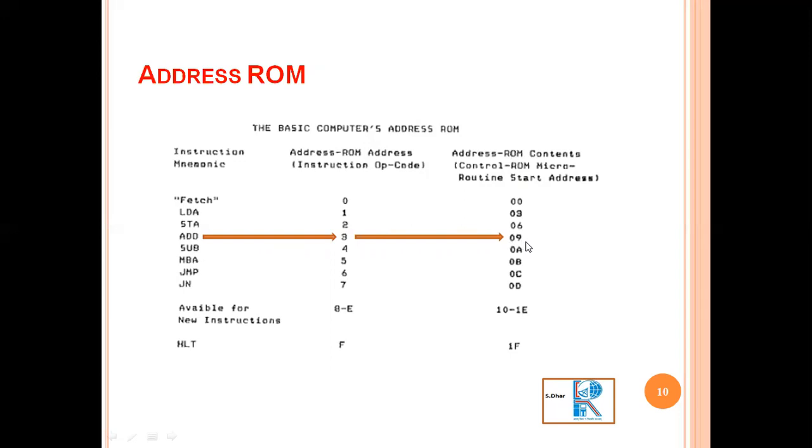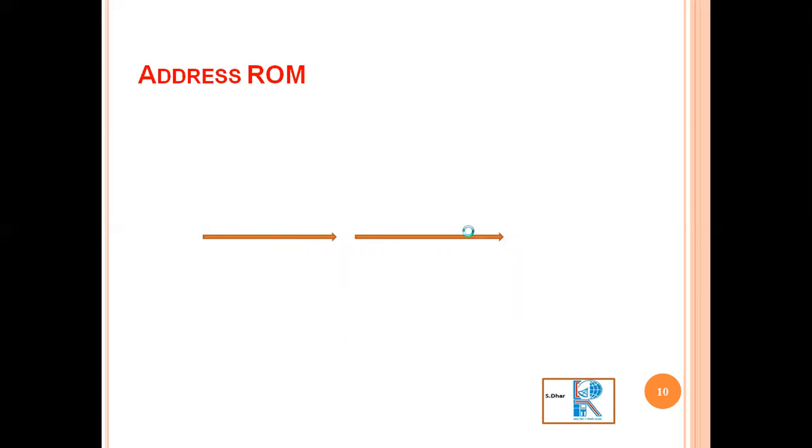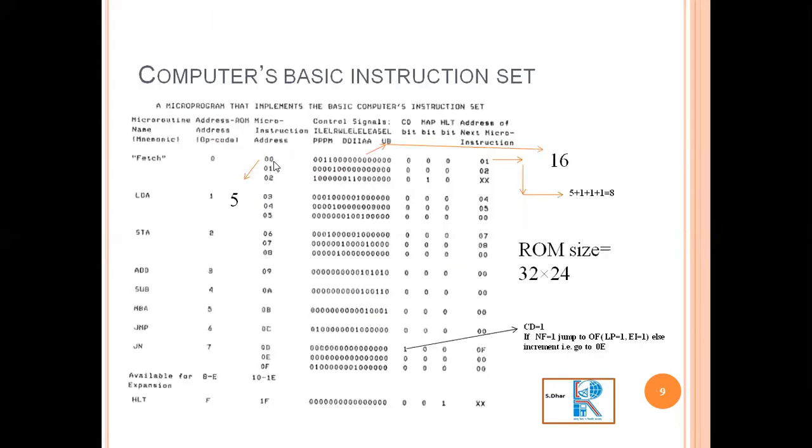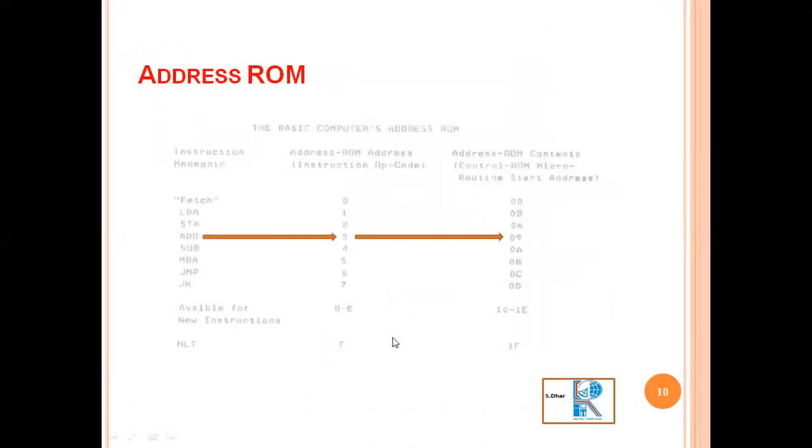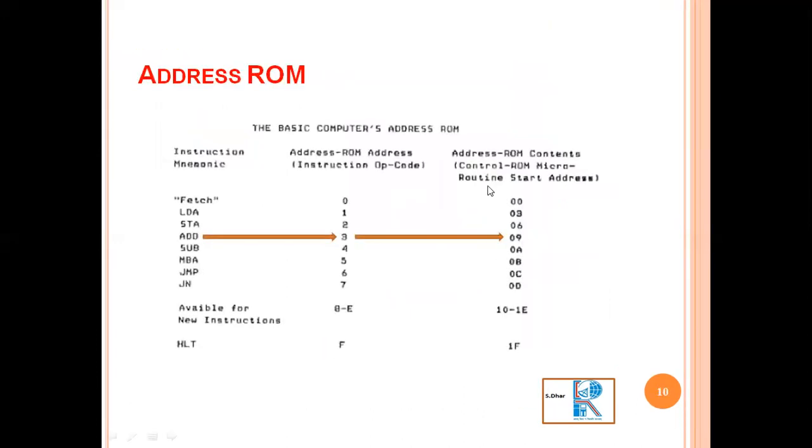Clear? So the previous one is the control ROM, which stores all the microinstructions. And here the address ROM will store the starting address of the subroutine. So the starting address of the subroutine fetch is 00. Starting address of LDA is 03. Starting address of STA is 06. If I go previously, see here, this is the starting address. This one, this one, this one, these all are the starting addresses. So these starting addresses are actually stored in the address ROM of the total system.